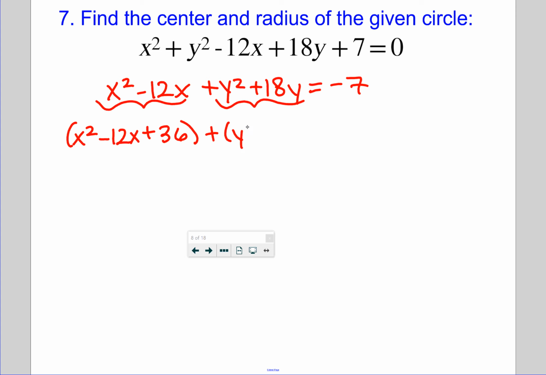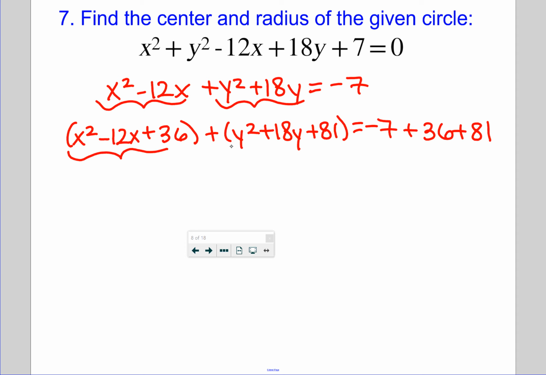Same with my y's. Half of 18 is 9, squared is 81. If you add them to that side, you add them to the other side as well to keep your equation balanced. And from there, you have 2 sets of numbers that can be factored into a binomial squared.